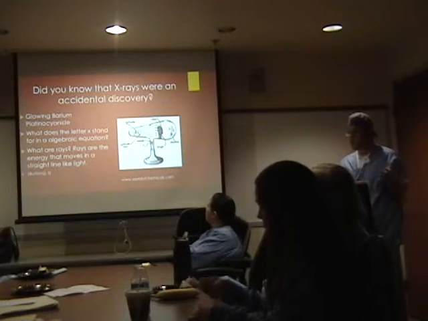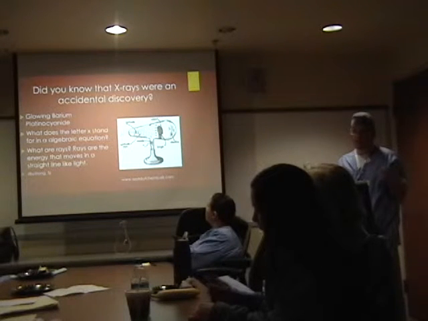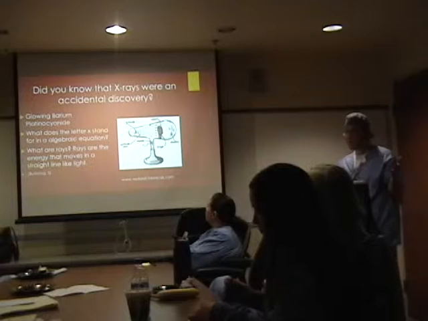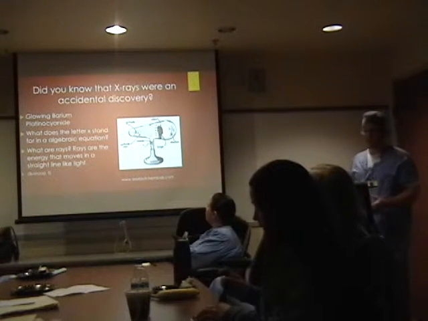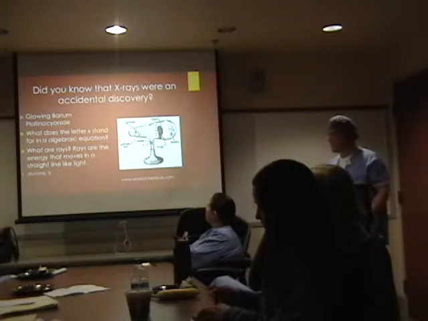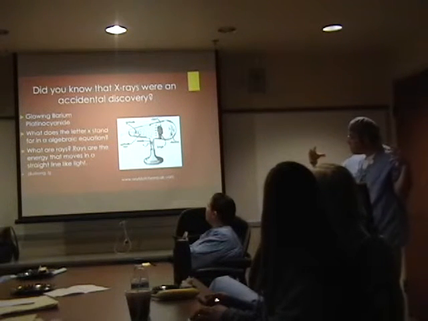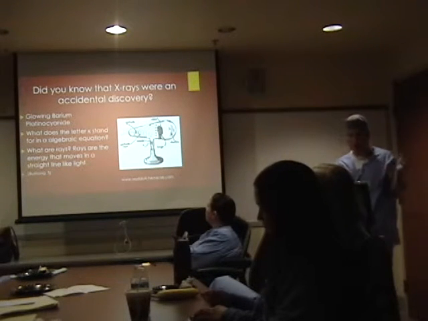Also, what does the letter X stand for in the algebraic equation? X plus 5 equals, so X is the unknown. We don't know what X is. So X is the unknown ray. Rays are the energy that moves in a straight line, like waves and particles.